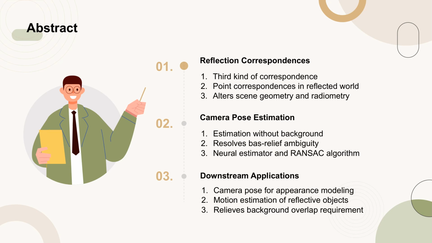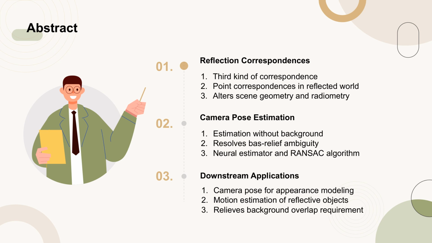computer vision. These correspondences are point correspondences in the reflected world, meaning the scene is seen through the reflection on an object's surface. The object's geometry and reflectance properties alter the scene both geometrically and radiometrically, which can lead to incorrect pixel correspondences. Additionally, the geometry recovered from each image is often hampered by distortions such as the generalized bas-relief ambiguity, resulting in erroneous 3D correspondences.